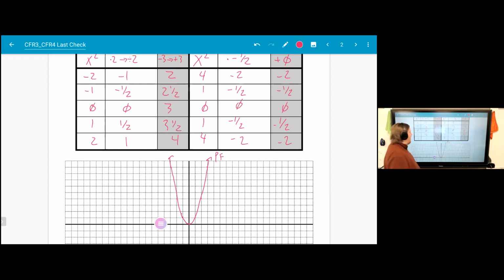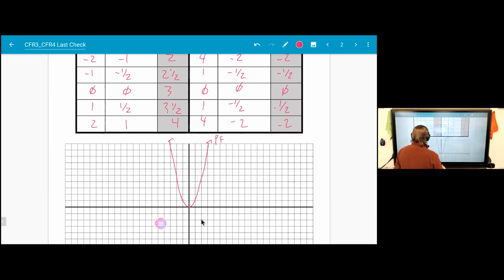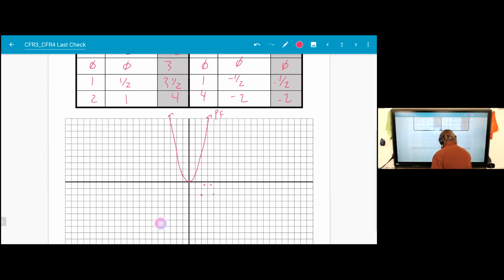Now I need to graph my transformed function. I have 2, -2, 2½, -½, then I have 3, 0, 3½, -½, and then I got this one down here. Looks like this one goes a little bit like this. There we go. There's my A of x. That's how we do those.